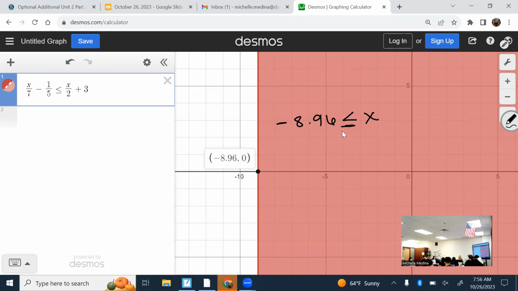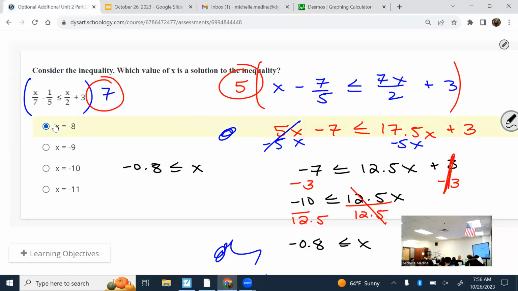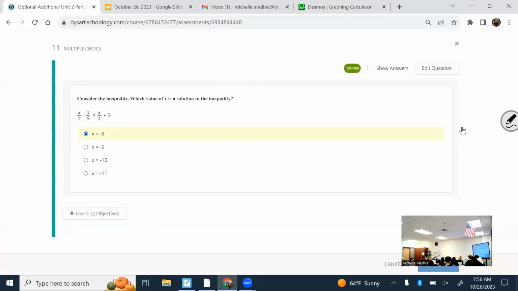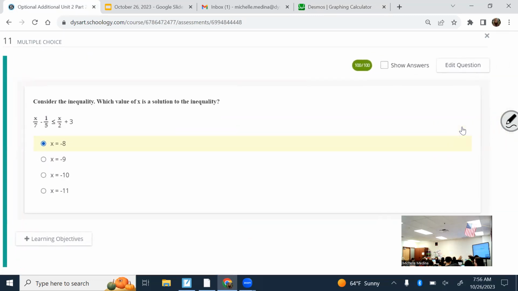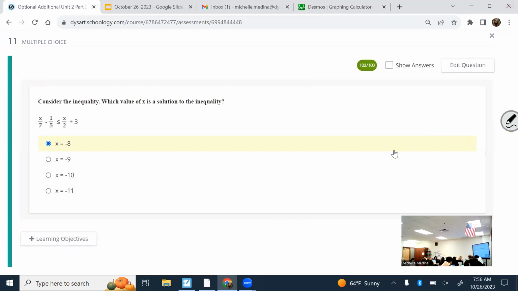So since this is what it's actually supposed to be, which of our answers is greater than -8.96? Okay, let me make sure that key is right. And it is. So I'll have to really look at it. I don't want to spend too much time on it because I want to answer other people's questions, but we must have done something wrong in the math. So you could use Desmos to check.